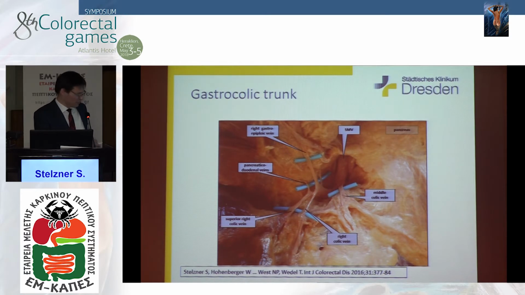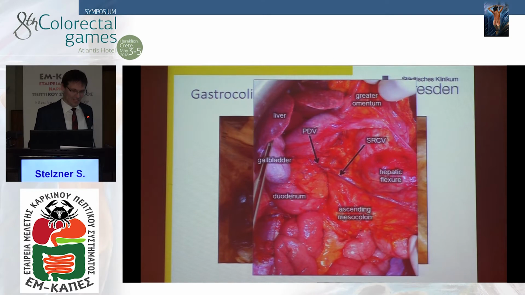And you have to be very cautious in this area because these veins are very delicate, and if you do not pay enough attention to it, it can bleed quite heavily. This bleeding point was always part of Professor Hohenberger's teaching, and that's why we call it Hohenberger's junction. So, we are back to our clinical case on the right side, as I have shown the connection of the superior right colic vein and the pancreaticoduodenal vein.